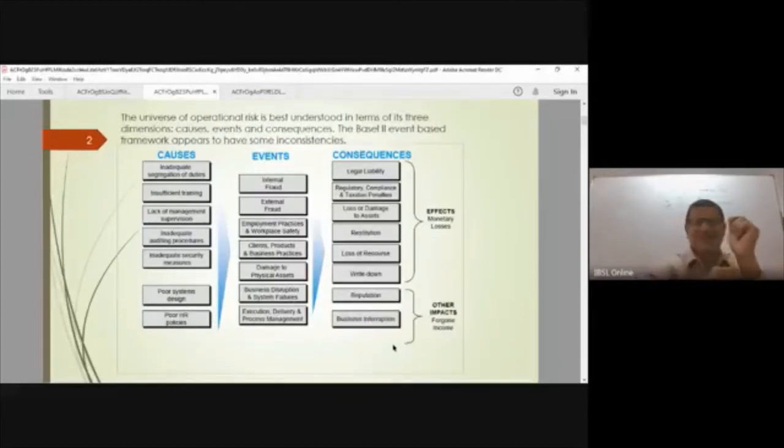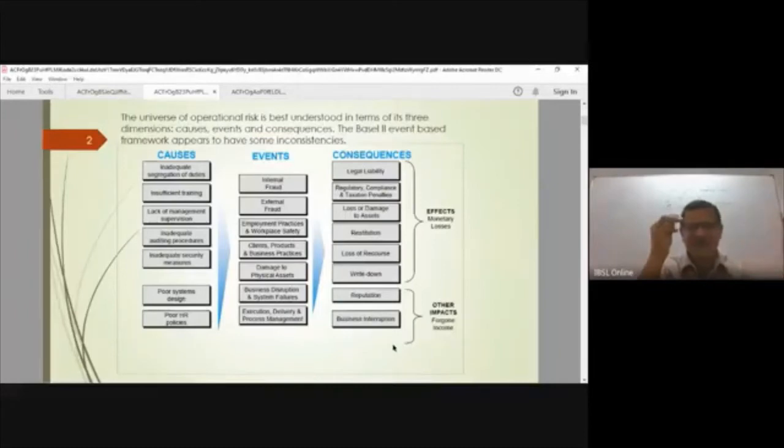which cause operational loss. In banks, we don't write, say, inadequate segregation of duties. Banks have identified these 7 events which will lead to operational losses. Internal fraud. Here we looked at segregation of duties causing internal frauds. If you have inadequate segregation of duties, one staff member can get into internal frauds.